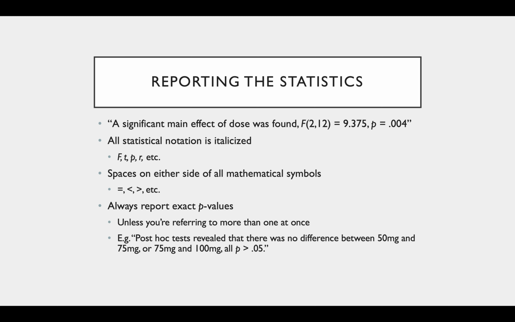And of course, just a reminder, SPSS is not good at printing very, very small p-values. So if you ever get a p-value of 0 in SPSS, it's actually less than 0.001.